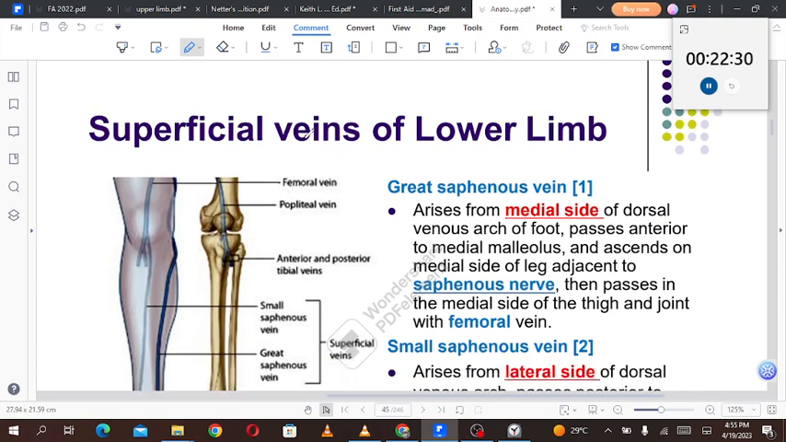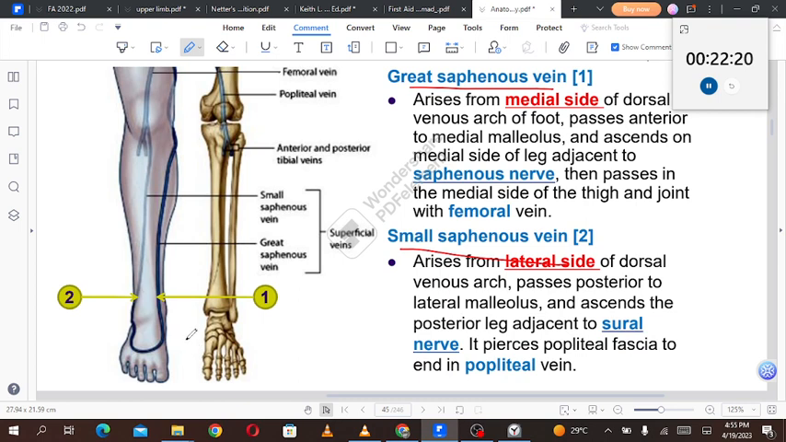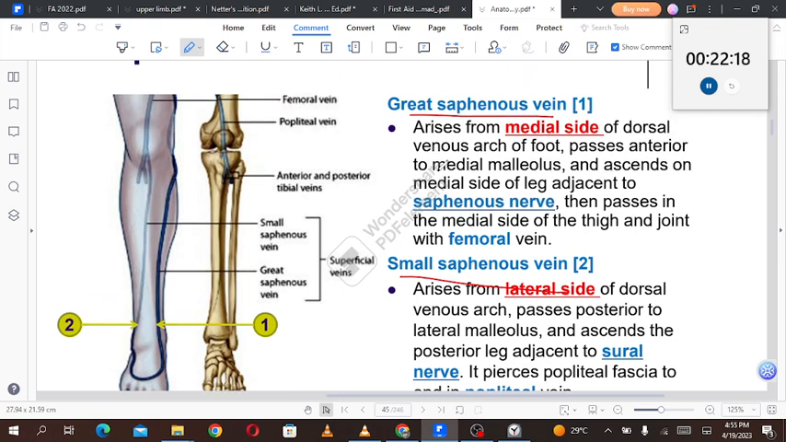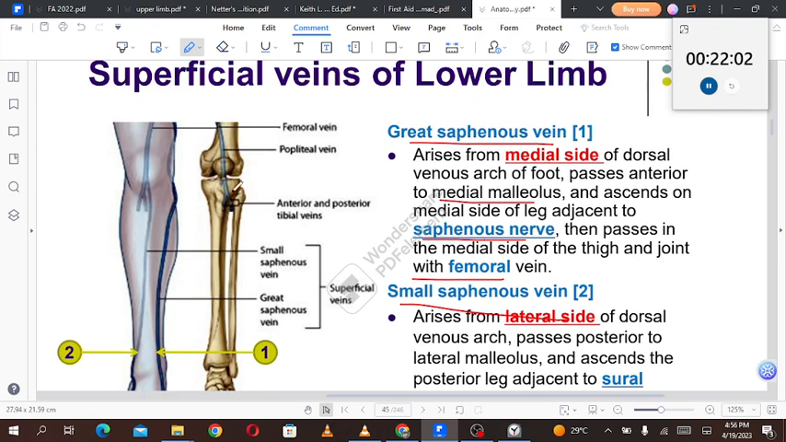Superficial veins of the lower limb. The first one is the great saphenous vein, then we have the small saphenous vein. The great saphenous vein arises from the medial side of the dorsal venous arch of the foot, passes anterior to the medial malleolus, and ascends on the medial side of the leg, adjacent to the saphenous nerve. Then it passes on the medial side of the thigh and joins with the femoral vein.